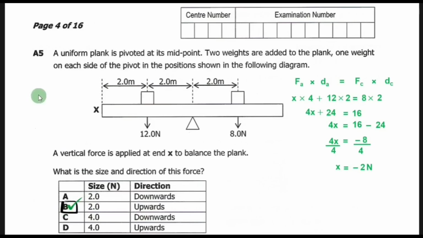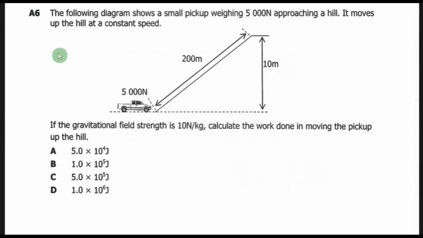So let's move to question A6, which reads: the following diagram shows a small pickup weighing 5,000 Newton approaching a hill. It moves up the hill at a constant speed. All right, so we have a pickup. When they say the following diagram shows a small pickup, it's actually a car weighing 5,000 Newton approaching a hill. It moves up the hill at a constant speed. So this is a pickup with 5,000 Newton as its weight, going up the hill at constant speed.